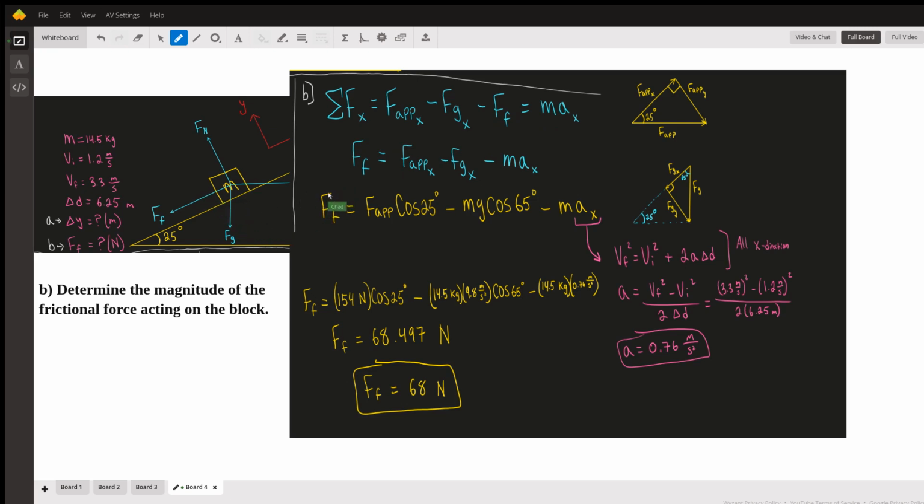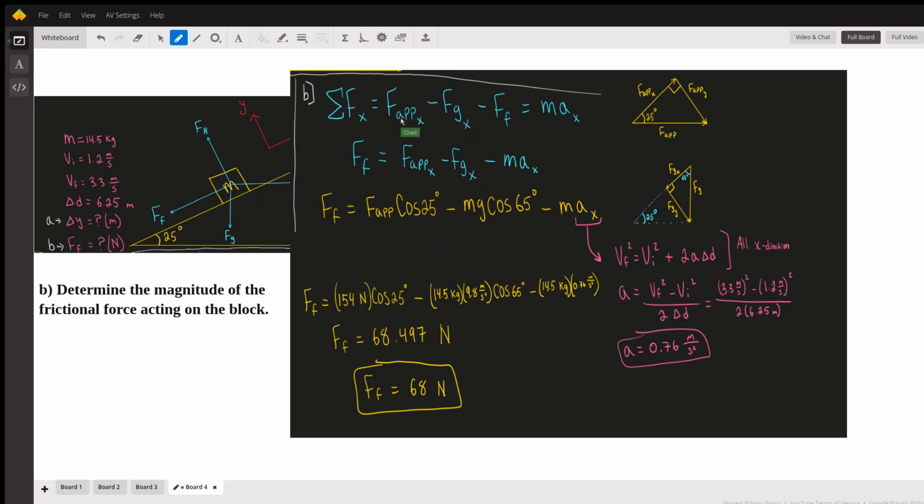So we have the F applied x. This horizontal force exists both in the x direction as well as the y direction. So in my sum of forces in the x direction, I have to include the x component of that applied force, minus the x component of gravity, which is right here. There's going to be a little tiny negative x component from gravity, minus the force of friction because it's in the negative direction. Those forces added up give us a net force, and that net force does cause acceleration, so that will equal m times a in the x direction.